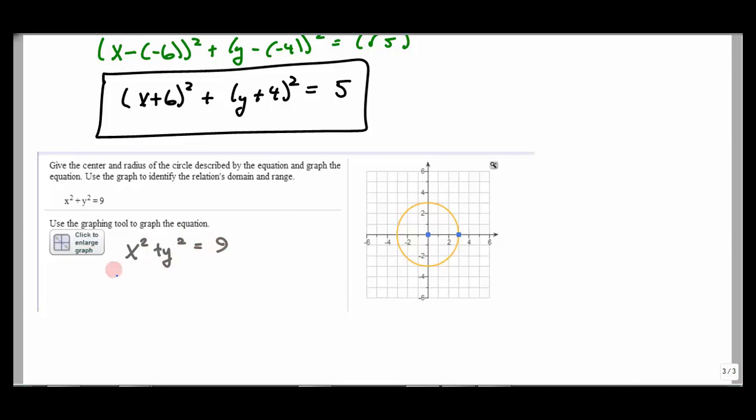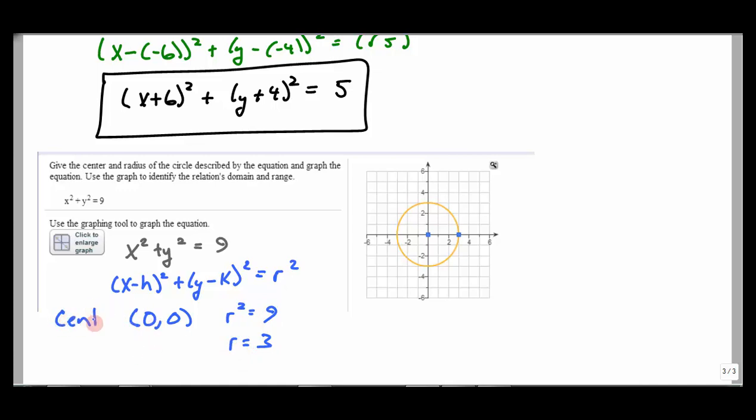We're comparing this to (x − h)² + (y − k)² = r². Now notice we're not subtracting anything from x, so that means my center is at 0, same thing for y. And then my r² is equal to 9, so I take the square root of both sides and I get r = 3. So I would use my center of (0, 0) and my radius of 3 is what we're looking at there.